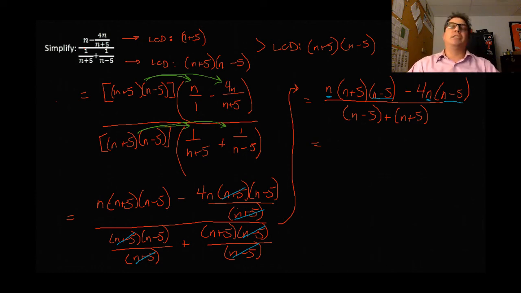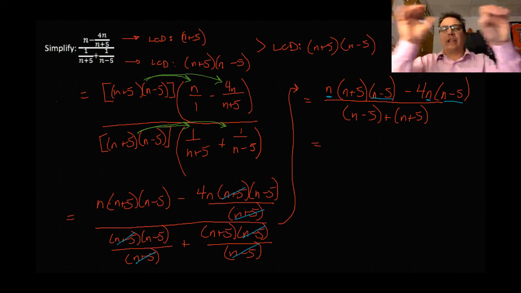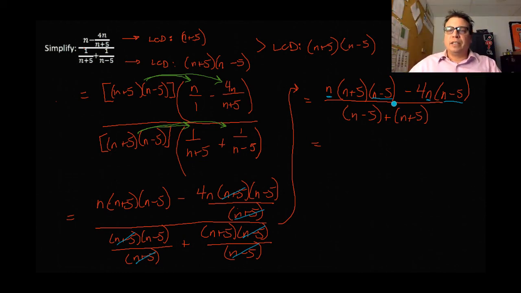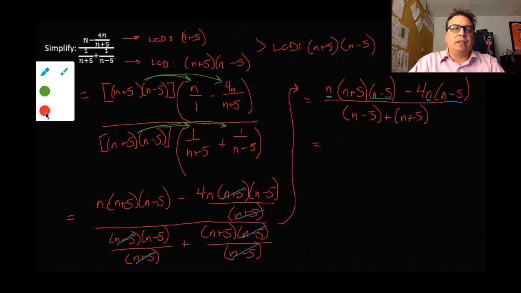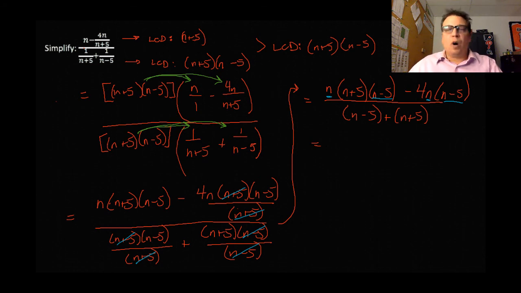If I had 4x squared plus x, I would factor that x out. Well, here, this is one big term, this is one big term. So I'm going to factor out what they have in common. This is a little wonky from what we usually do, but we're still doing the exact same thing that we've been trained.